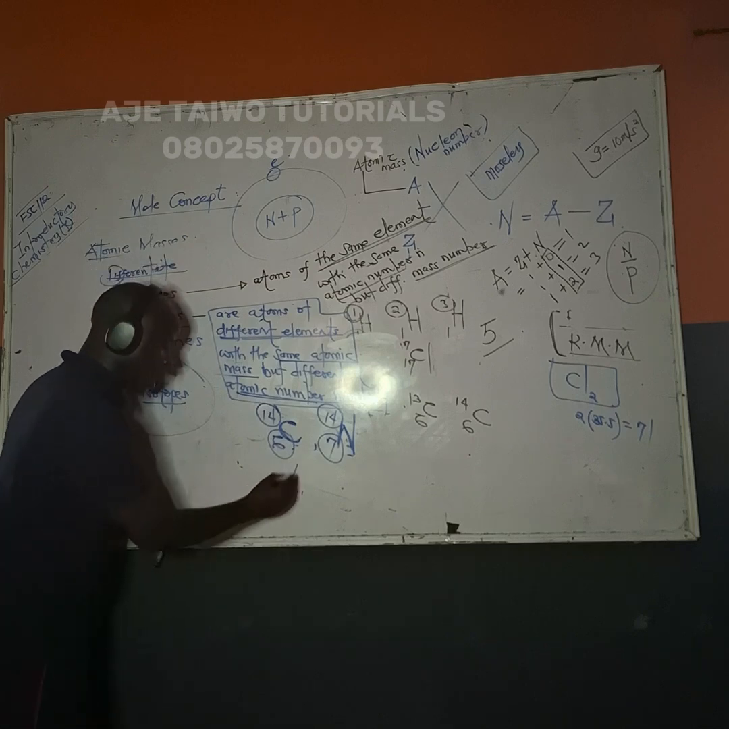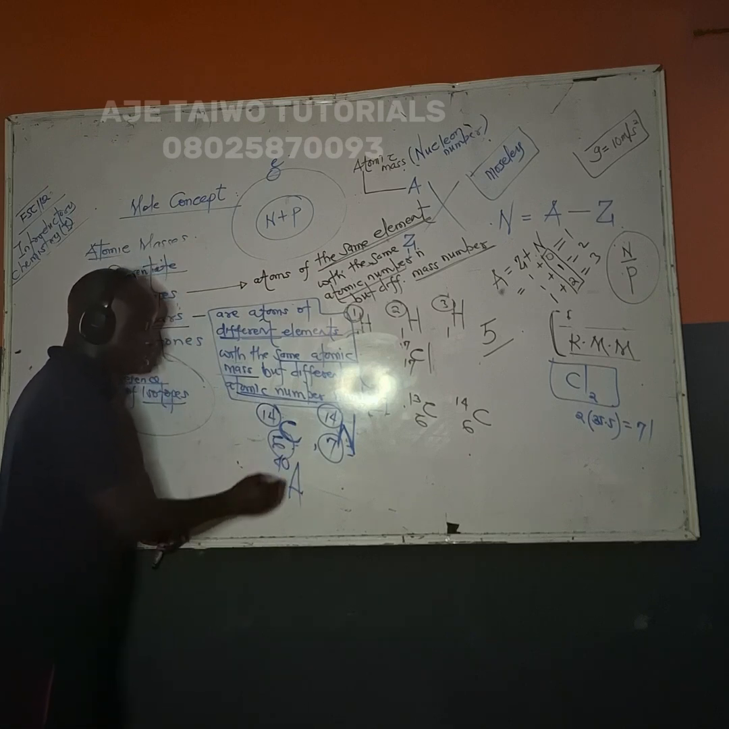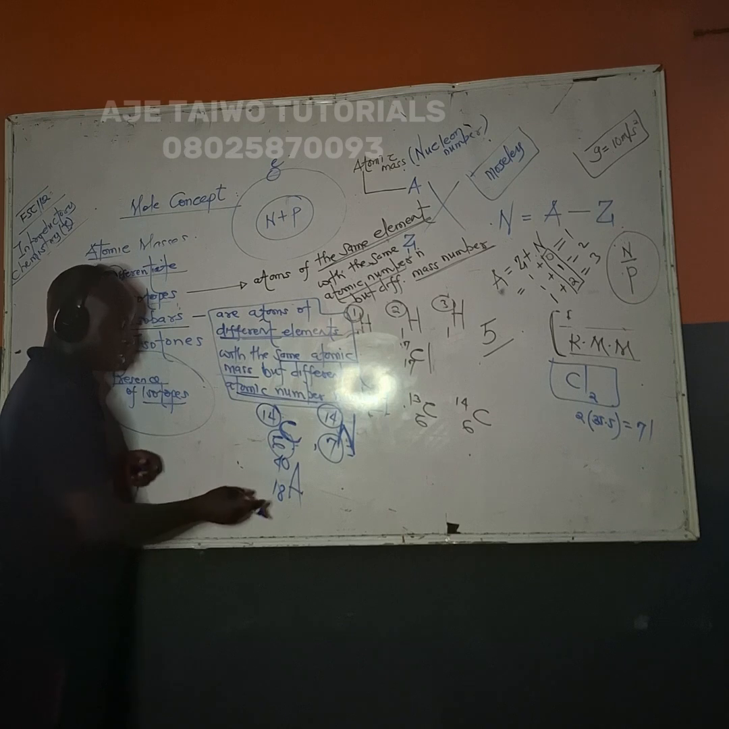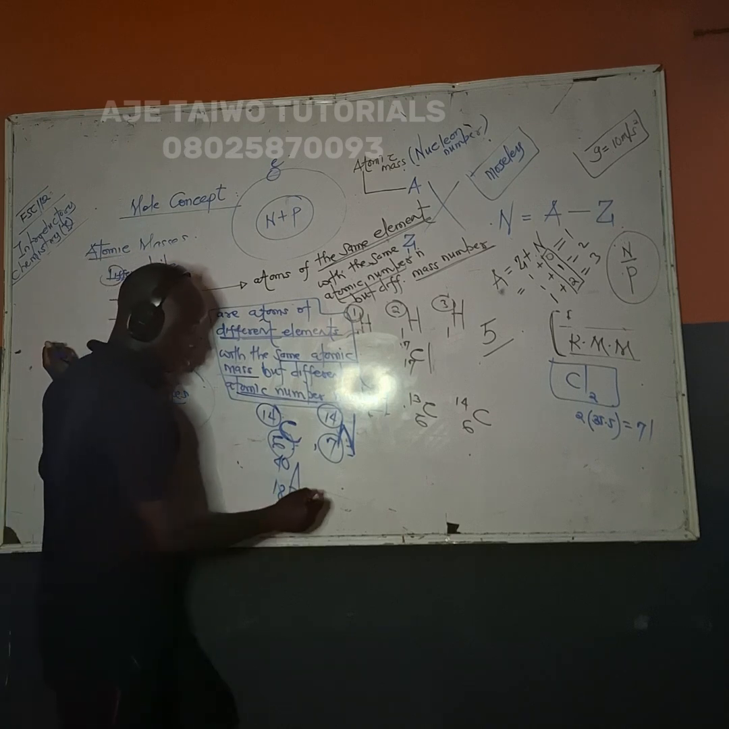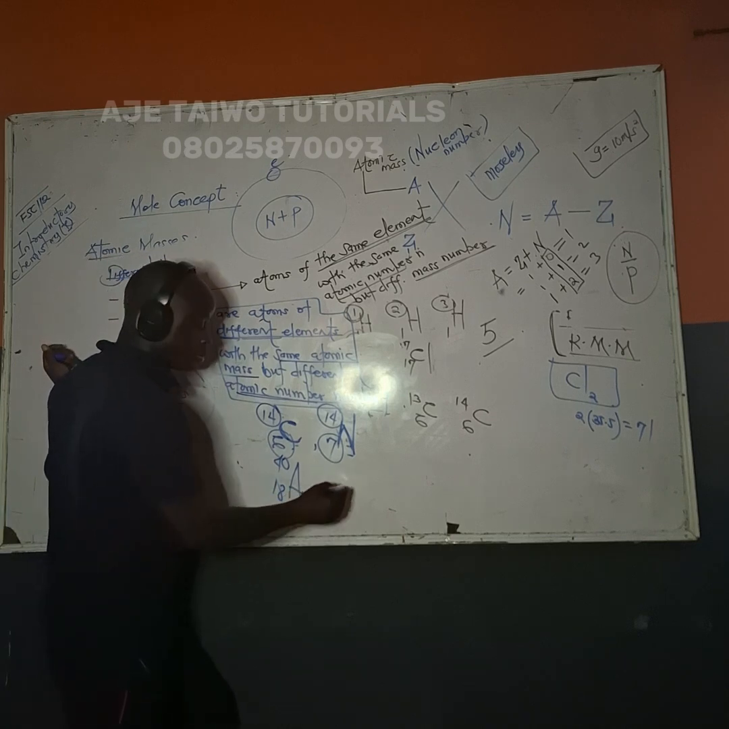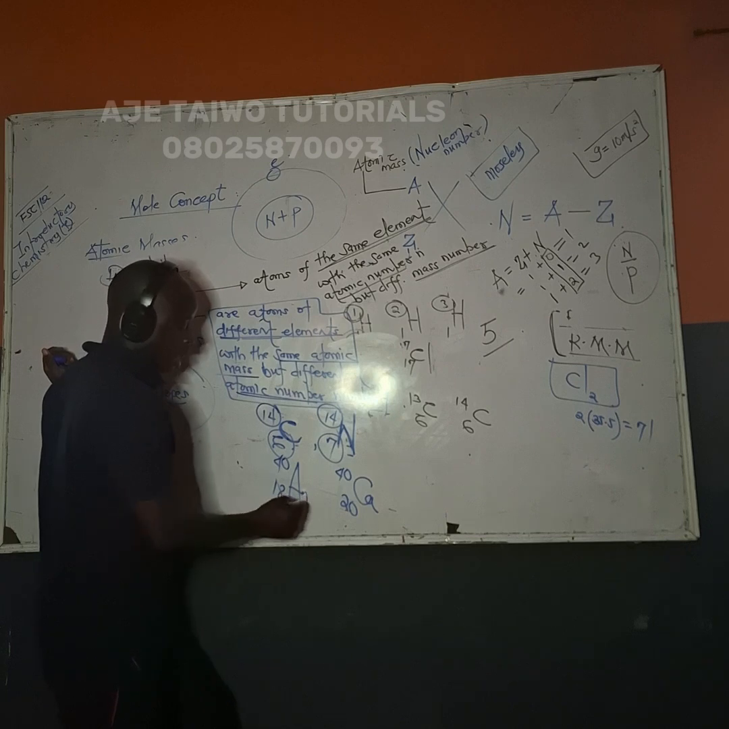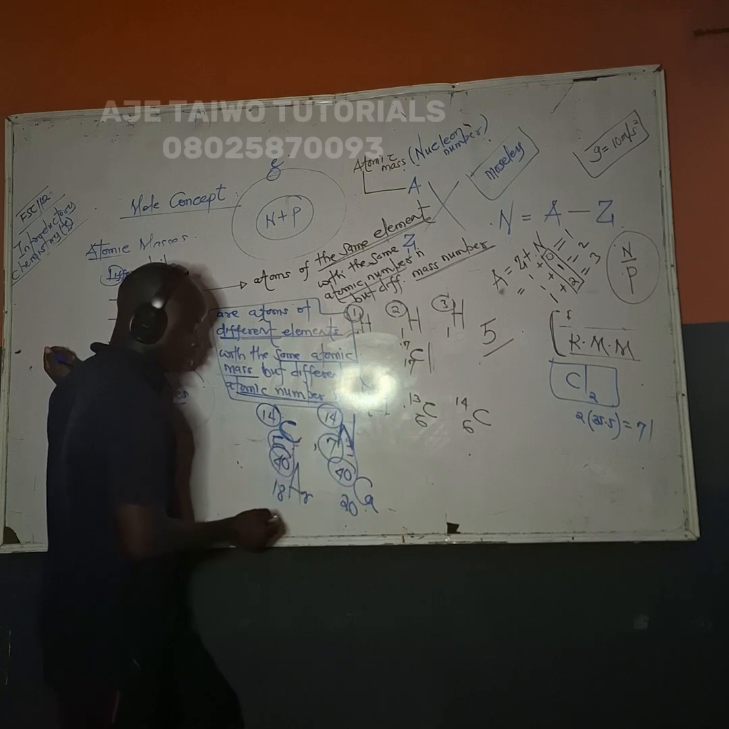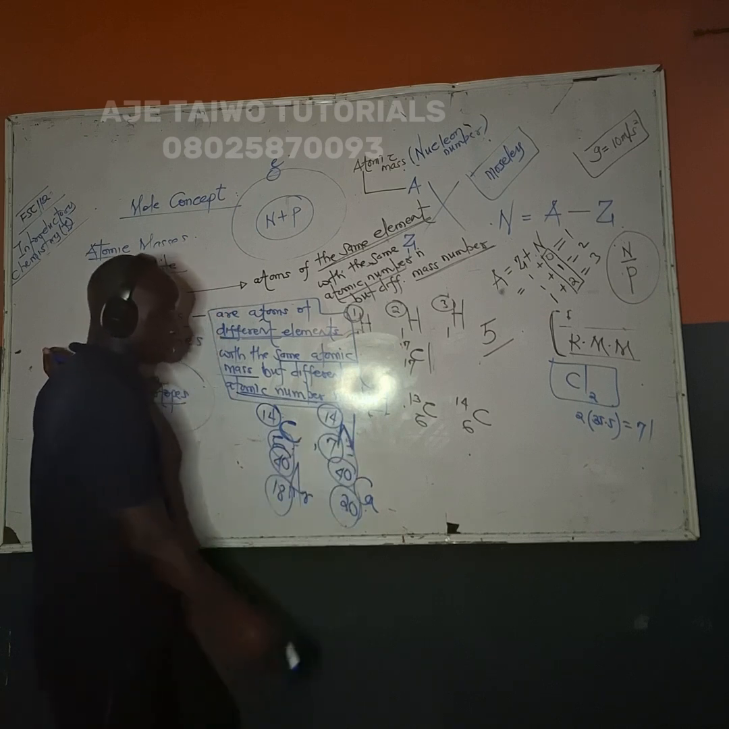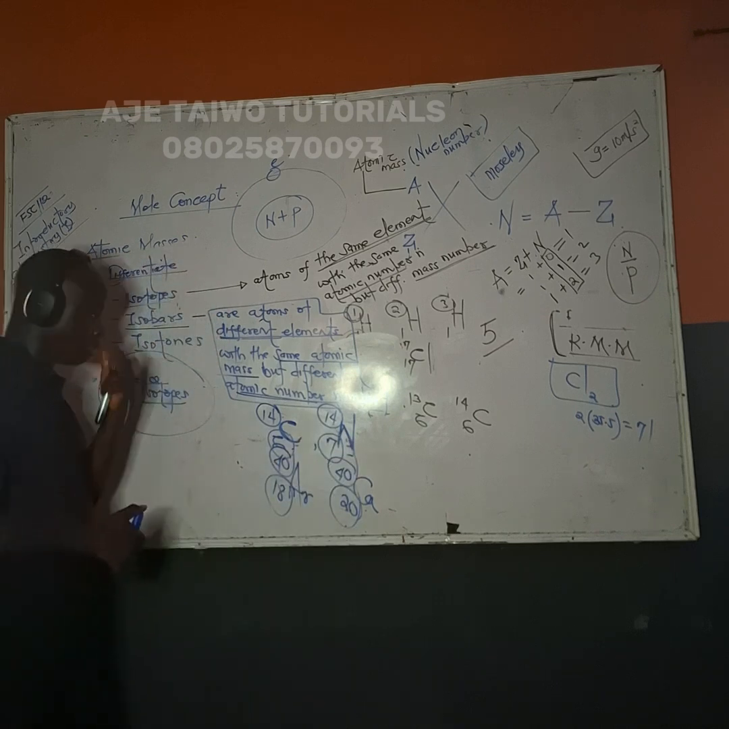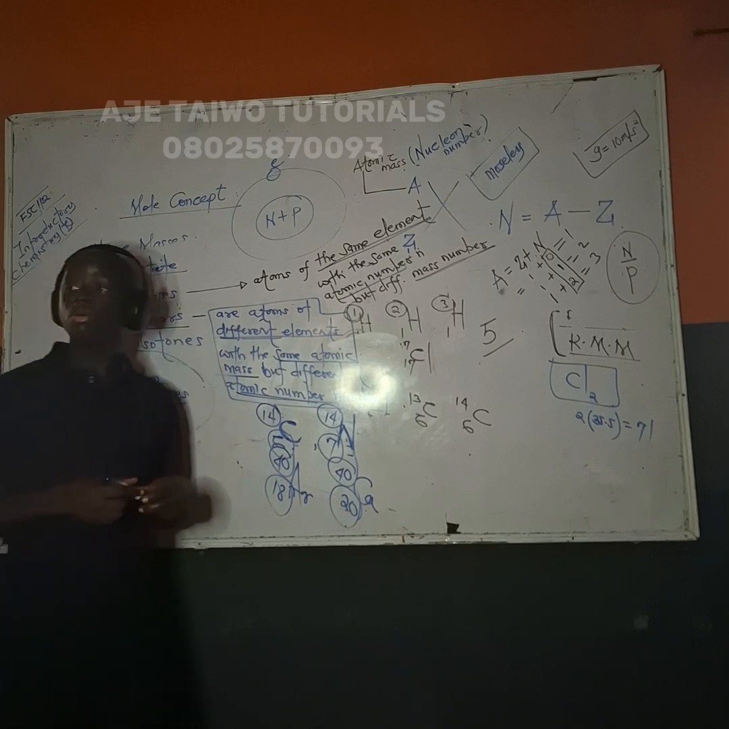Another example is argon 40, 18. And calcium is what? 40, 20. Argon, Ar, and calcium: same mass number, different atomic number. Good, thank you.